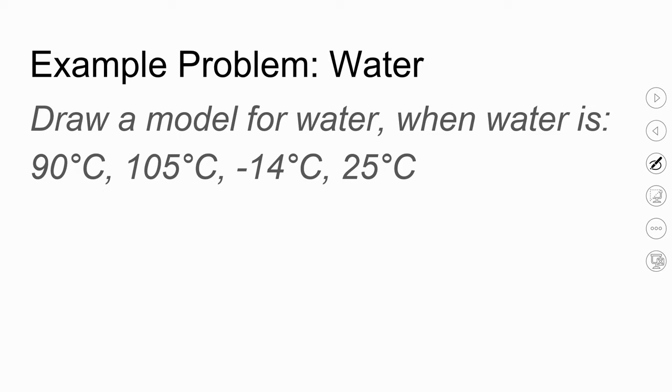So look at these temperatures. We know that water boils at 100 degrees and it melts at 0 degrees. So for each temperature, tell me if it's a solid, liquid, gas, and maybe if you have a minute, draw a model. What would that look like? Take a minute to do that.